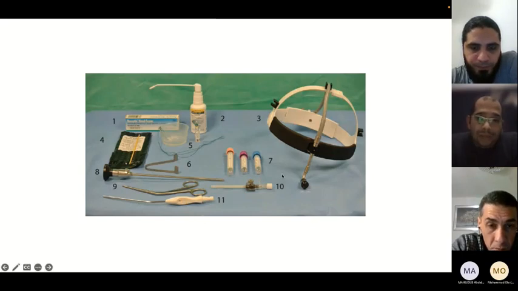This is a suction tip, and these are the tubes to have the essential blood investigations.